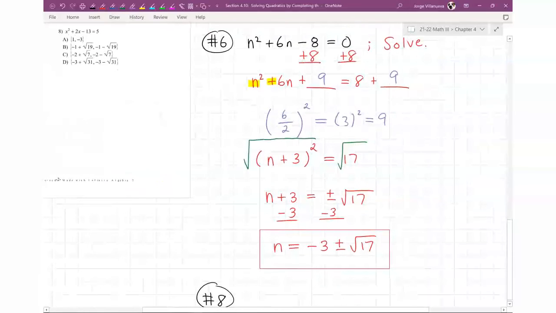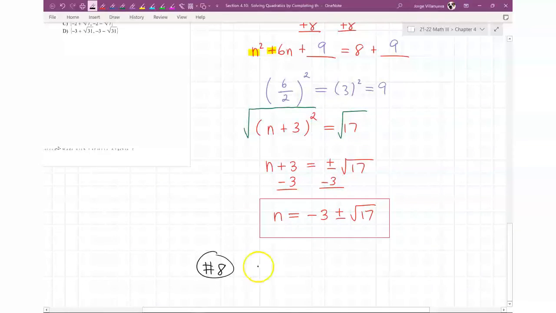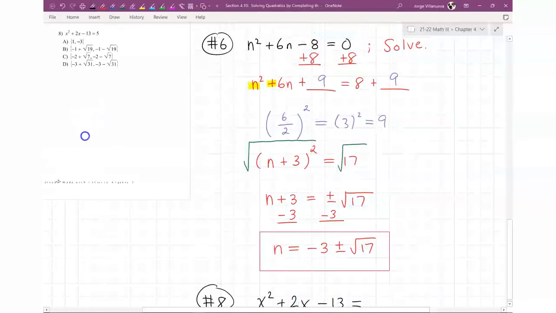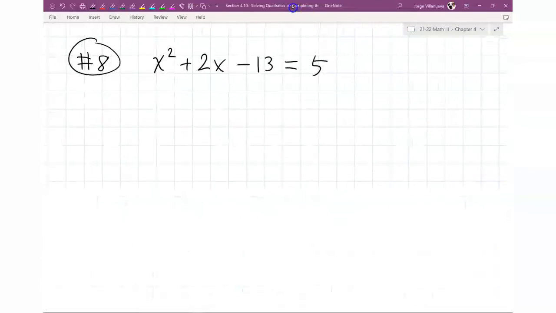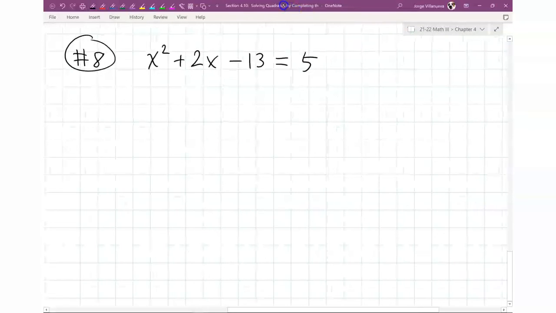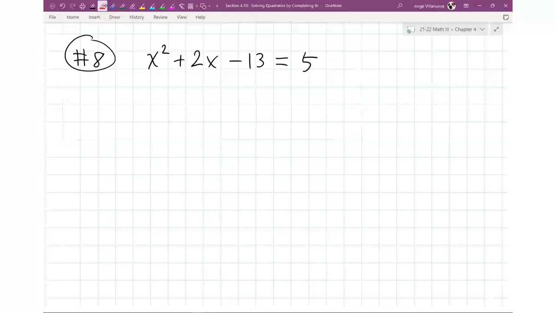It's x squared plus 2x minus 13 equals 5. Okay, right now I'll zoom into that. I just want to make sure I write it down. And again, we're just going to solve. And then after that, you guys have your time to do work or whatever it is you need to do.